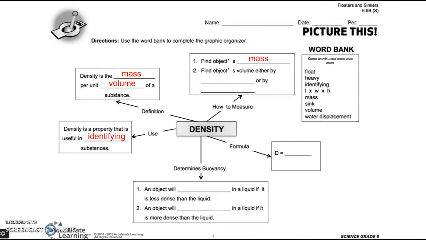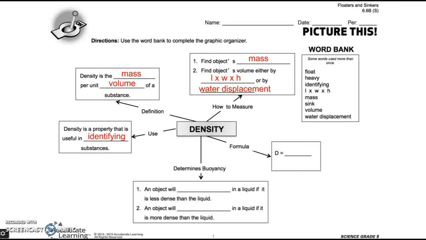To find an object's density, you find the object's mass. Then you have to find the object's volume, either by calculating it with length times width times height. But that has to be if it is a regular figure like a cube or a rectangular prism. If it's not a rectangular prism or a cube, you can find an object's volume by water displacement. What the heck is water displacement?